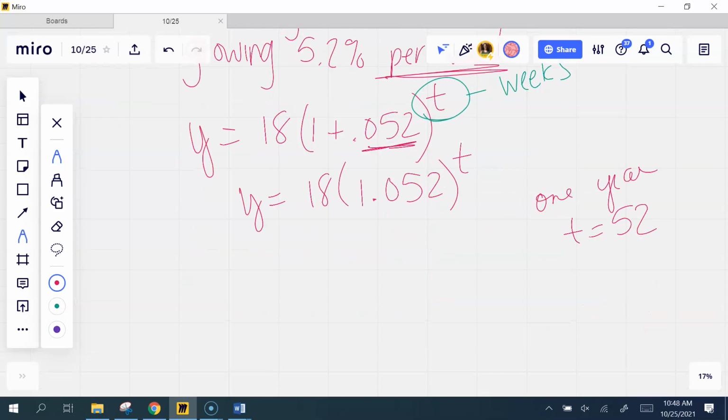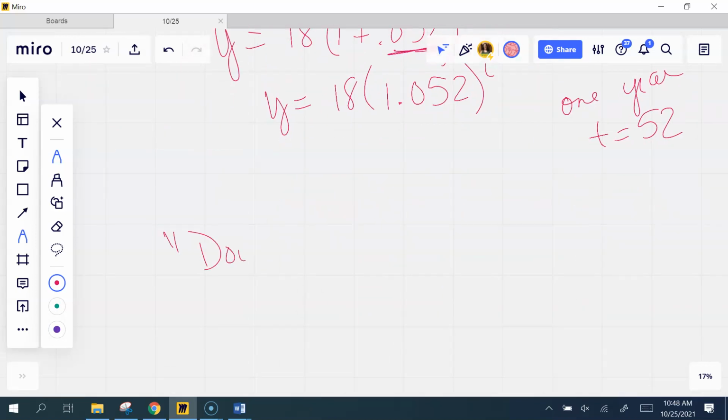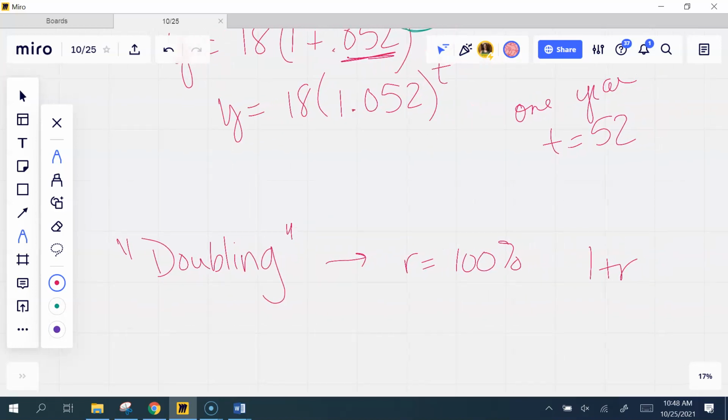A couple things to note. If you see something like doubling, what does that mean your R is? Is it 10? It increases by how much each time if it doubles? If you have 5 by itself, so it's 100% increase. Now, the 2 is correct if you think about the 1 plus R. That's going to be 2. But your rate itself is 100%. It's growing 100% each year, or it's growing 100% each.